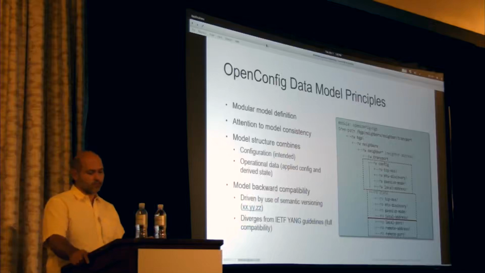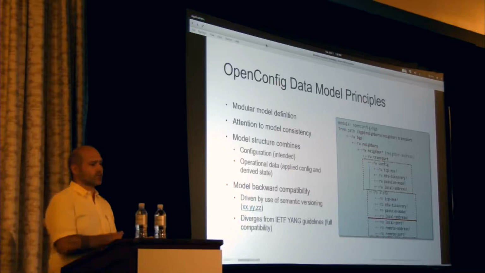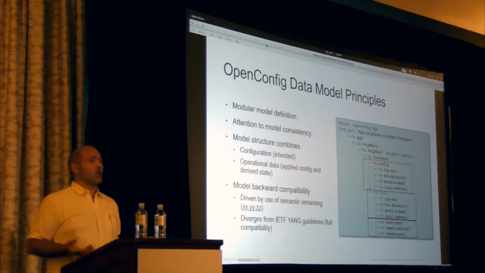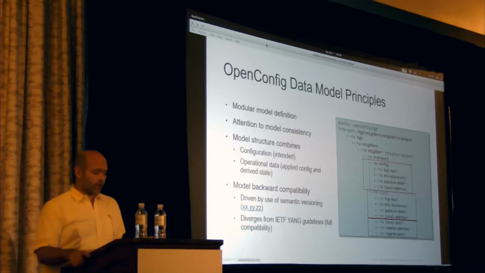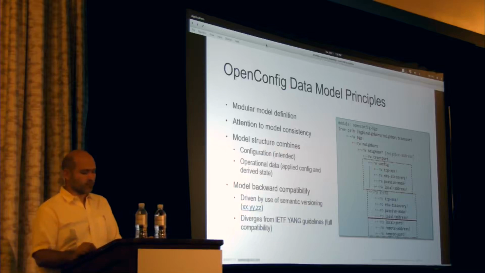They combine configuration and operational data in the same data models. In Yang, you have the option of creating data models that specify only configuration, or specify configuration and operational data, or you can combine both, the language allows it. In the case of OpenConfig, they actually combine. So if we look at the BGP data model, it combines both the configuration and the operational data for BGP.